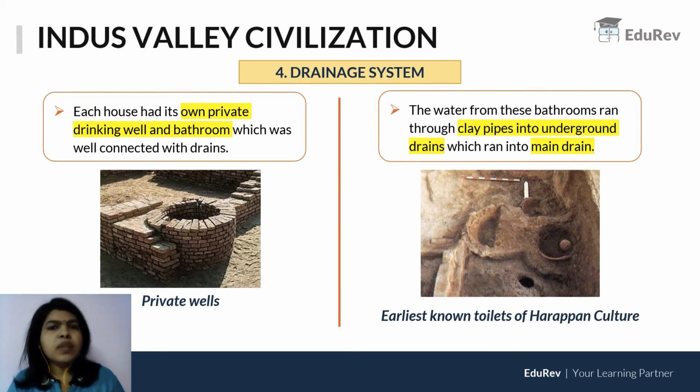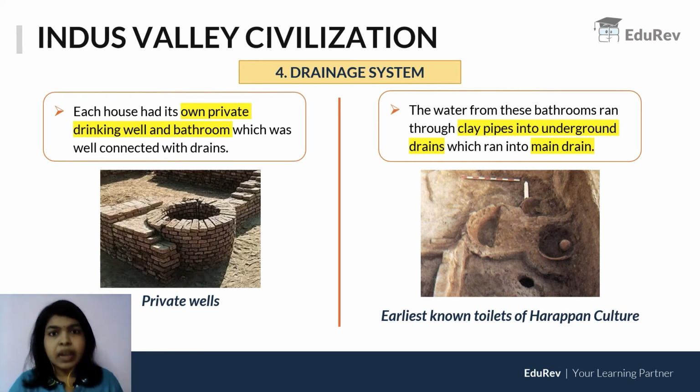And the fourth important point is the drainage system. Yes, of course. How can you forget the drainage system when you're talking about IBC? Because by far the most important thing with IBC is its town planning and the drainage system. Now, each house had its own private drinking well and bathroom, which was well connected with the drains. So there were proper drains, there were proper networked drains, that is the keyword.